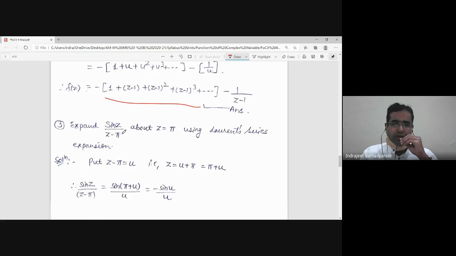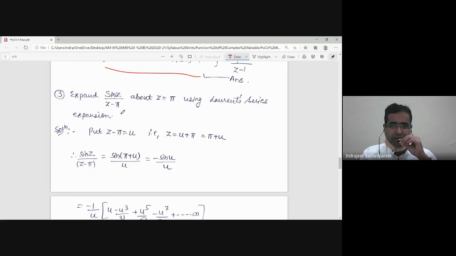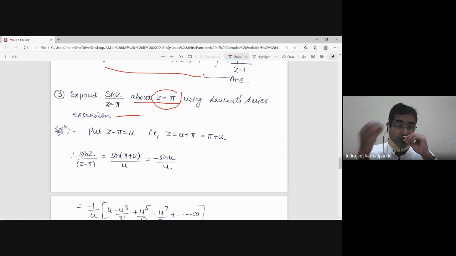So here the third question says: expand sin z upon z minus pi about z equal to pi using Laurent series expansion. Before this also, whenever we have such a term at z equal to pi, if you put the value in the denominator, it is surely going to give you 0, and it will be difficult for us to expand the given function. So what I do is substitute the quantity z minus pi as u. So z is equal to u plus pi, that means pi plus u. So sin z upon z minus pi will become sin of pi plus u upon u.